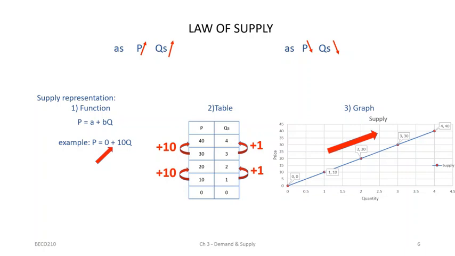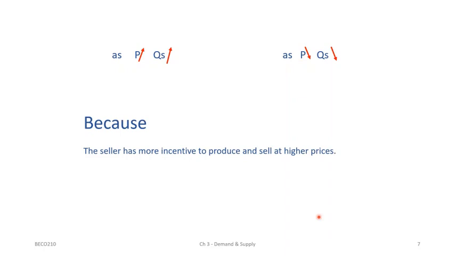Again, the law of supply states that we have a positive relation between P and Q. Why is that? Because the seller, if he sees higher prices on the market, has more incentive to produce.